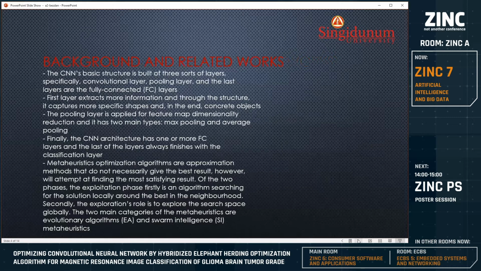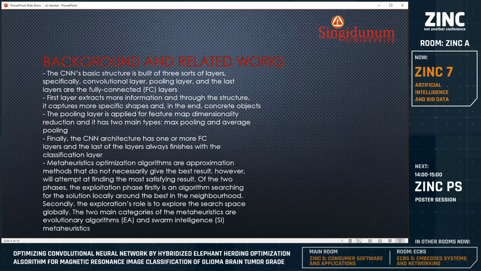So a little bit of the background and the related works. The CNN basic structure is built on three sorts of layers: first the convolutional layer, then the pooling layer, and the last being the fully connected, or FC, layers. Each of these layers extracts information from the input image data. The first layer extracts more general information, and through the structure it captures more specific shapes and, in the end, concrete objects.